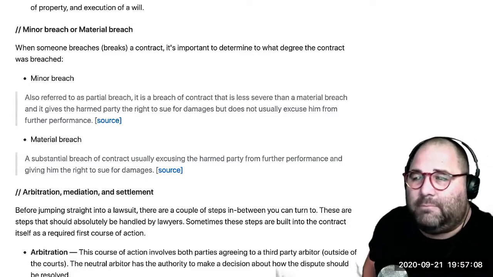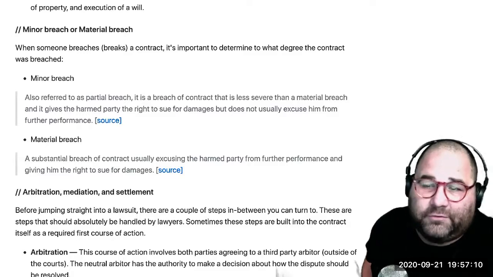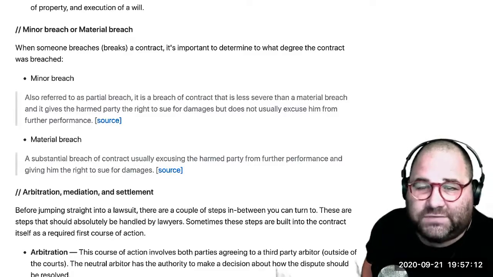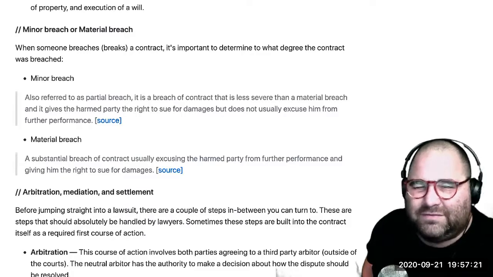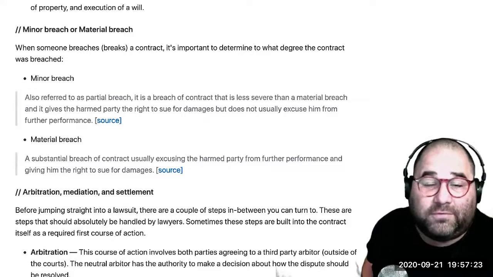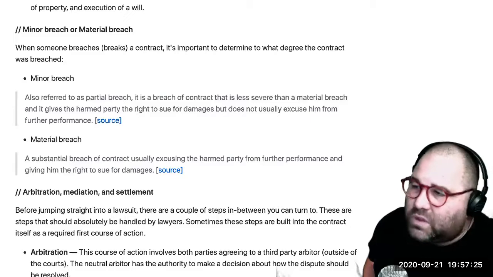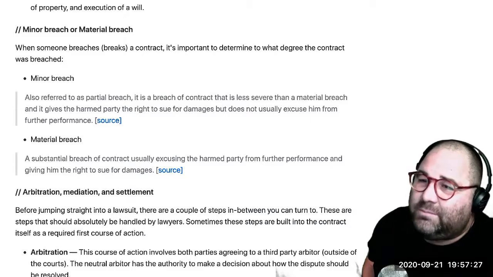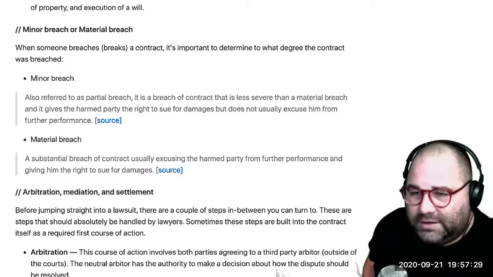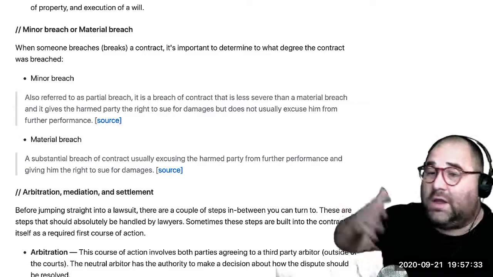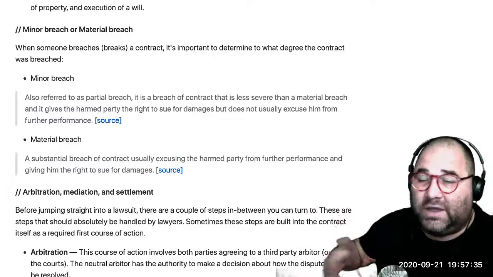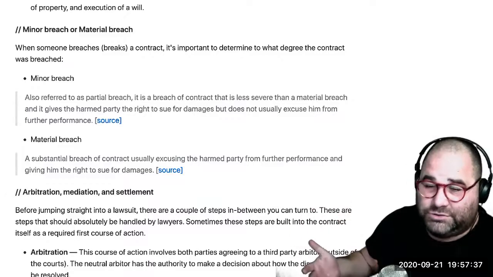But minor breach, also referred to as a partial breach, is a breach of contract that is less severe than a material breach and gives the harmed party the right to sue for damages, but does not usually excuse them from further performance. So what this basically means is if you mess up a little bit, there might be a little bit of a penalty, but it doesn't mean the contract's over. You might still need to finish out the contract.